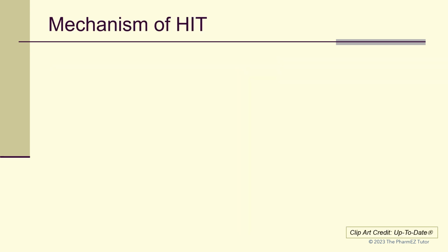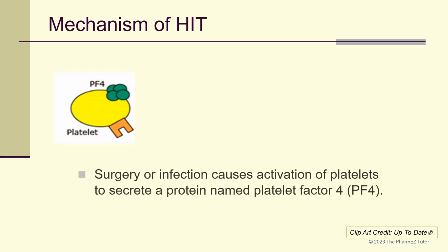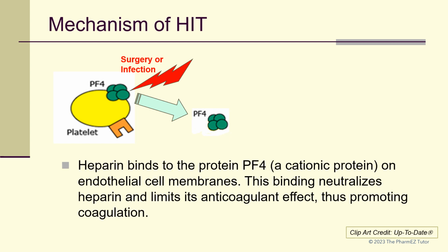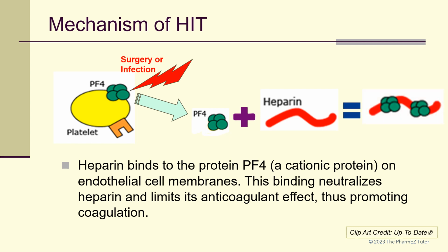Let's go over the mechanism of HIT. Here is a picture of a platelet. Surgery or infection causes activation of platelets to secrete a protein named platelet factor 4, or PF4. Heparin binds to the protein PF4, a cationic protein, on endothelial cell membranes. This binding neutralizes heparin and limits its anticoagulant effect, thus promoting coagulation.